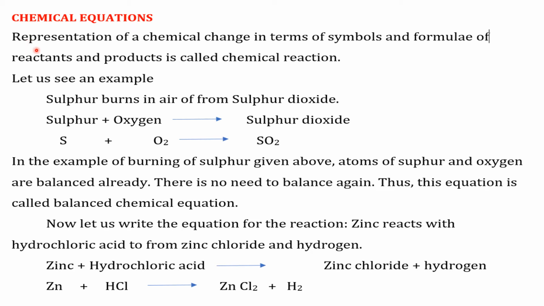Chemical equations. Representation of a chemical reaction in terms of symbols and formulae of reactants and products is called a chemical equation. Now let us see an example. Burning of sulfur in air gives sulfur dioxide. Sulfur plus oxygen gives sulfur dioxide. S plus O2 gives SO2.